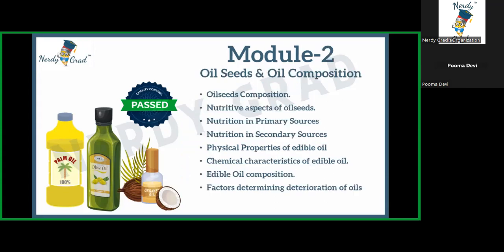This is the second module. The topic is oil seeds and oil composition. These are the topics we are going to see in module 2. This also includes nutritive aspects of oil seeds, nutrition in primary sources, nutrition in secondary sources, physical properties of edible oil, chemical characteristics of edible oil composition, factors determining deterioration of oils.